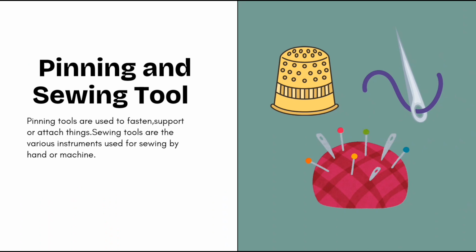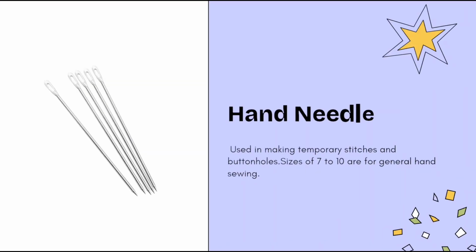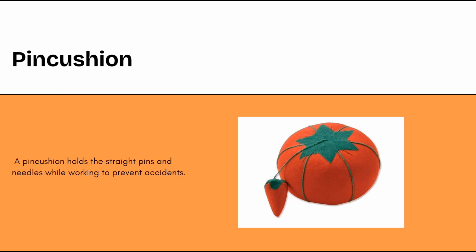So, we also have the pinning and sewing tools. Pinning tools are used to fasten, support, or attach things, while sewing tools are the various instruments used for sewing by hand or machine. So, an example of a sewing tool is a hand needle used in making temporary stitches and buttonholes. Sizes 7 to 10 are for junior hand sewing. Needles are essential tools in sewing that are used to stitch fabric pieces together, create seams, and add decorative embellishment to garments.